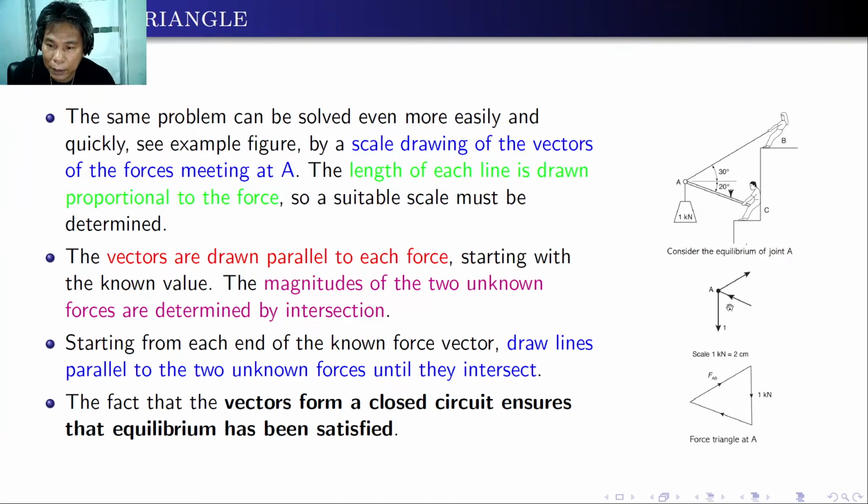And if we have to scale these forces, assuming that 1 kilonewton is equal to 2 centimeters, so by drawing, the 1 kilonewton will be equal to 2 centimeters. And then you can draw the compressive force and then also the tension force. The two forces will intersect actually. So after intersecting and closing the circuit, then you can now measure these two forces using the scale 1 kilonewton is equal to 2 centimeters.